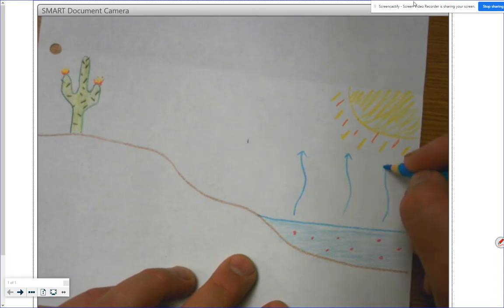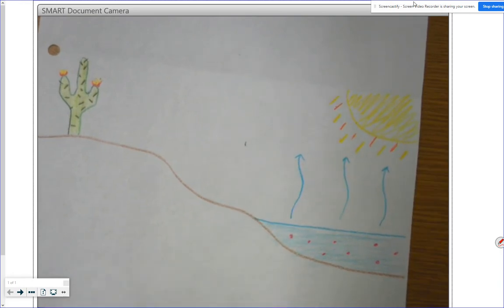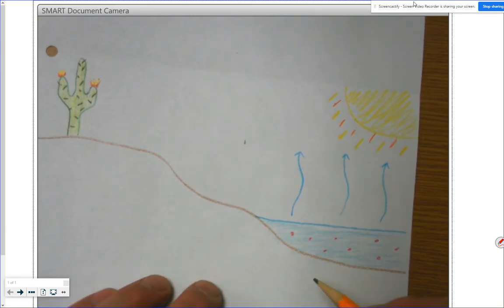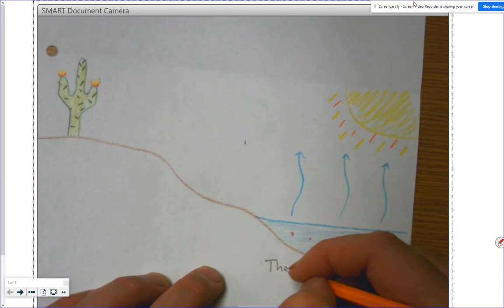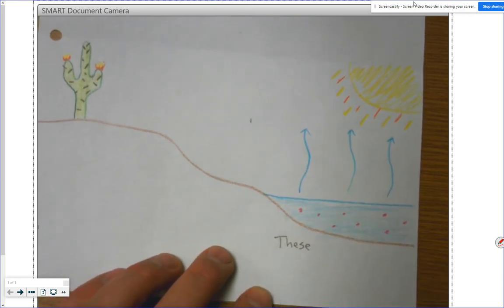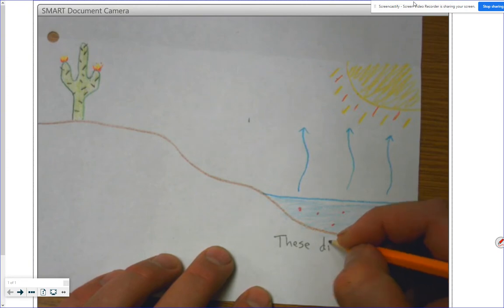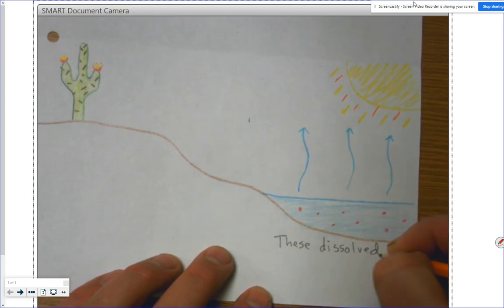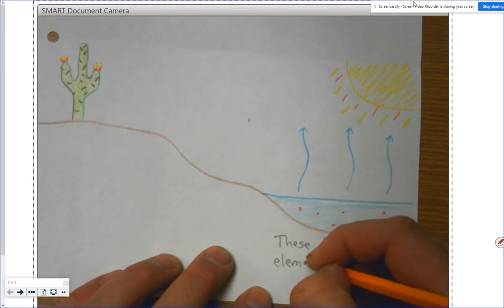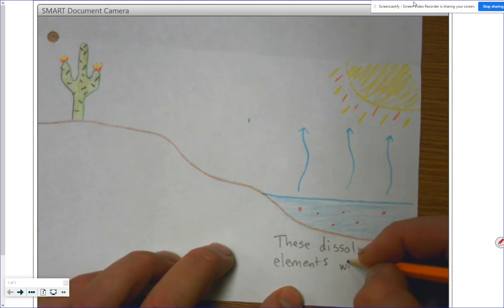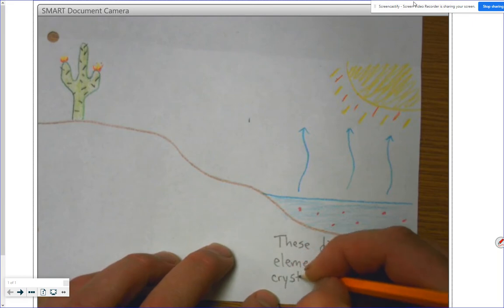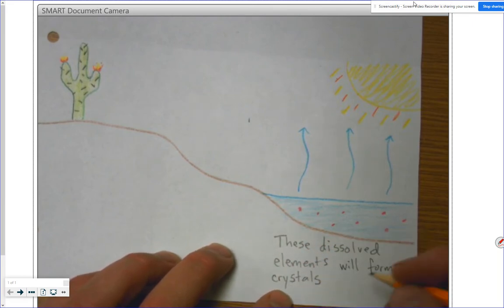And although the water can evaporate, the minerals can't. Those elements are left behind in the solution. So these dissolved elements will form crystals as the water evaporates. We're going to add that caption. These dissolved elements will form crystals as water evaporates.